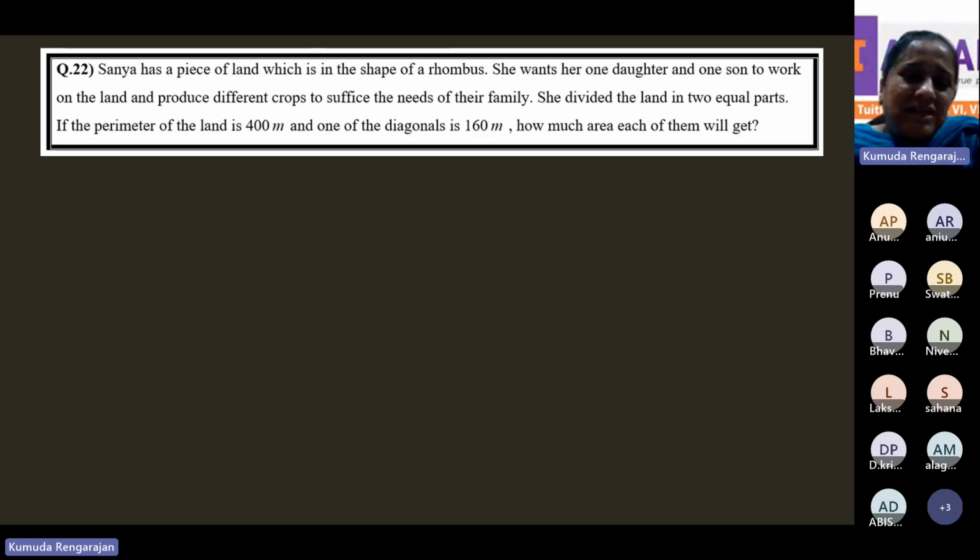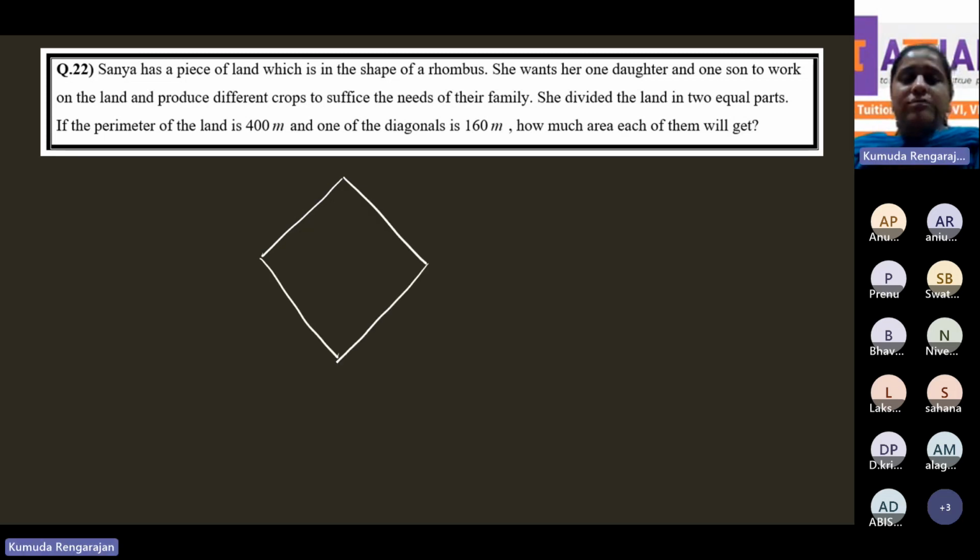So Sanya has a piece of land which is in the shape of a rhombus. She wants her one daughter and one son to work on the land and produce different crops to suffice the needs of their family. She divided the land into two equal parts. So she has a piece of land in the shape of a rhombus. Okay. So she divided the land into two equal parts.